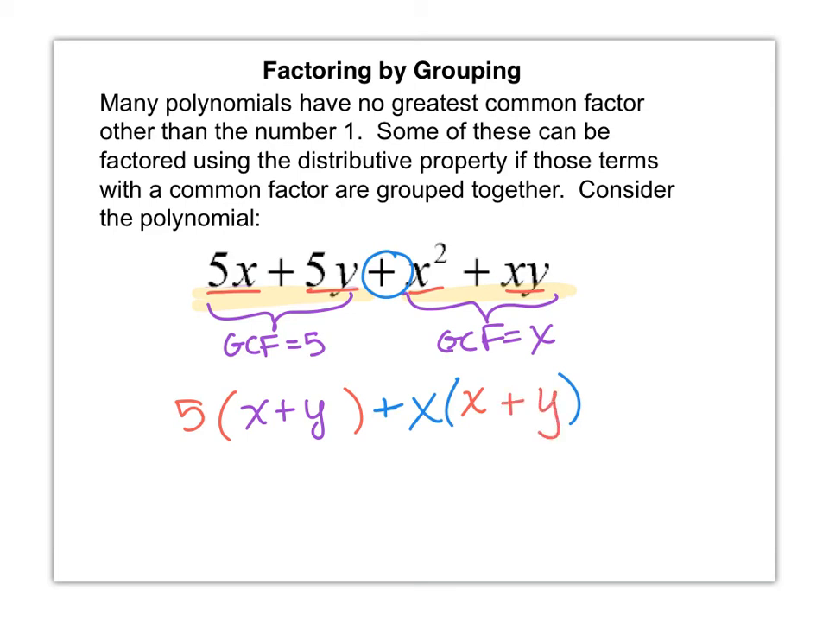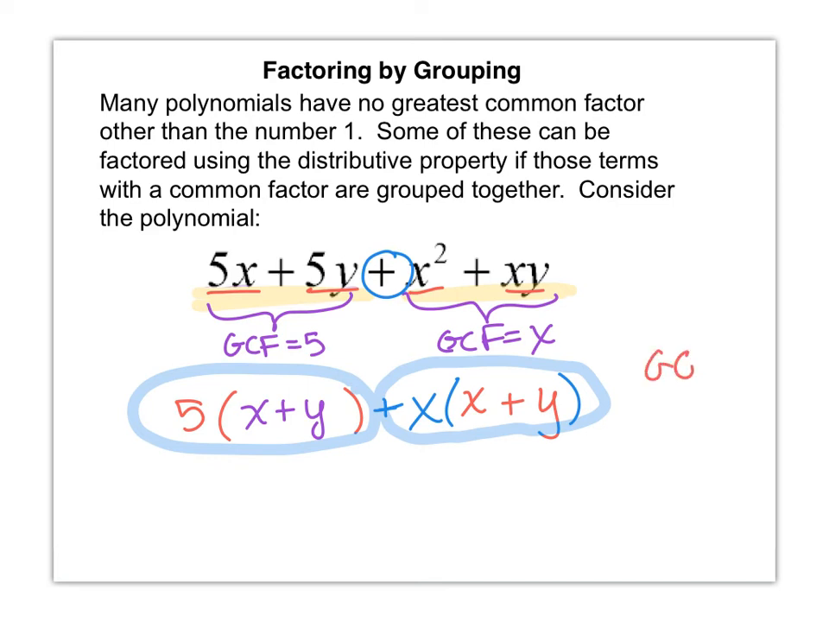Now look at these two larger groups. The first large group is 5 times the factor x plus y, and the second large group is plus x times the factor x plus y. The greatest common factor of these two groups is x plus y. So that's what we'll take out in the next step.